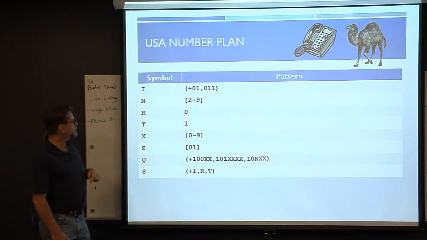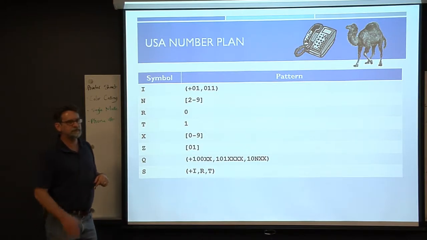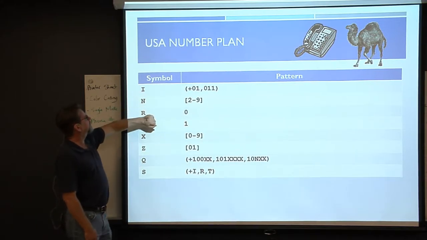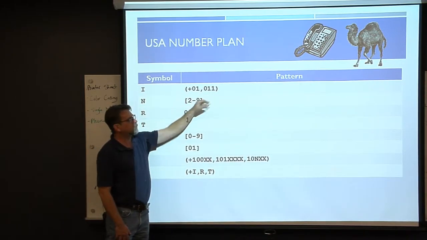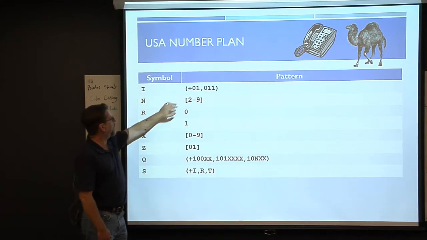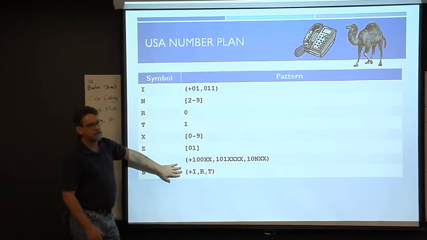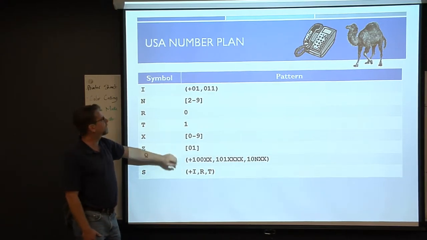Okay, so here's the USA number plan, at least about maybe 10 or 15 years ago, something like that. It's probably changed since then a little bit. But international calls always start with a 01 or a 011. Okay, and this other syntax I'll explain later. This actually is written in the syntax that this Perl program parses now.